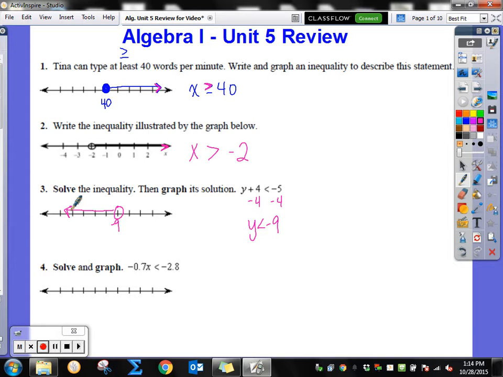On number 4, we need to divide by -0.7. So we have x, since we divided by a negative on both sides, we need to flip our inequality, and then that's going to be x is greater than 4. So I'm going to put 4 on my number line. It's going to be an open circle to the right.